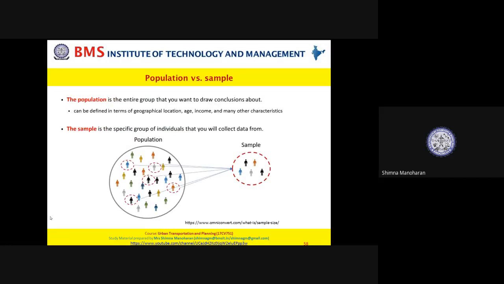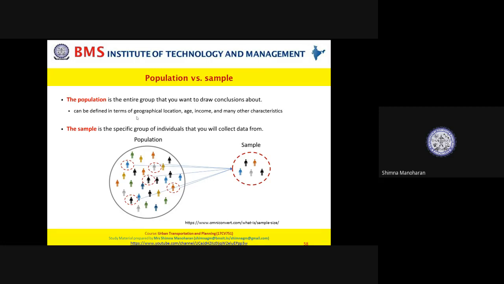Before understanding the sampling techniques, you should know the difference between the population and the sample. If I consider this is the entire population, from this you will be preparing a sample. So population is nothing but the entire group that you want to draw conclusions about. When I am talking in terms of the effectiveness of online teaching, the population will be the entire students who are enrolled in VTU, right?